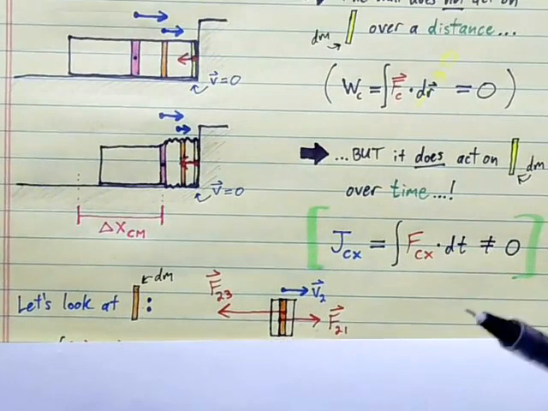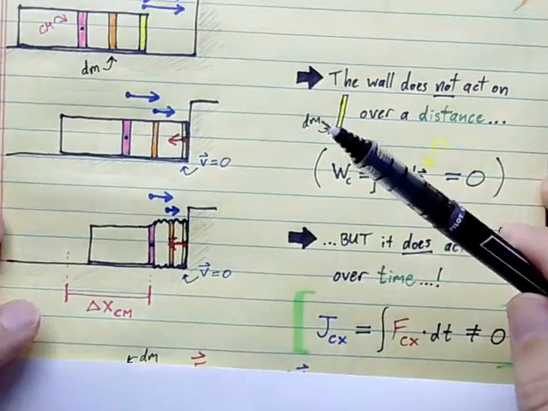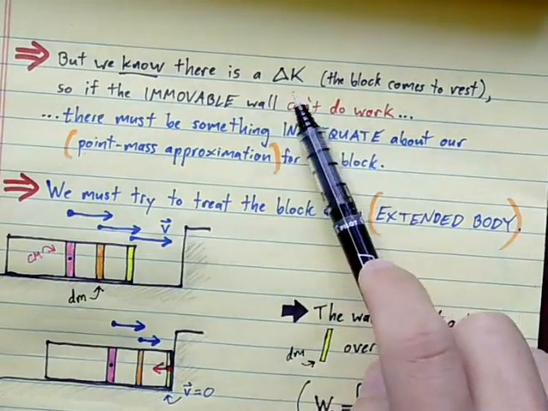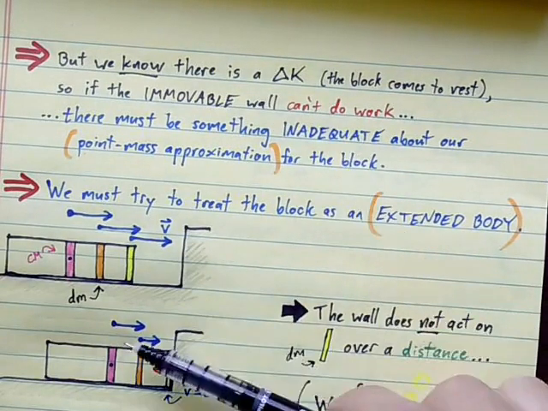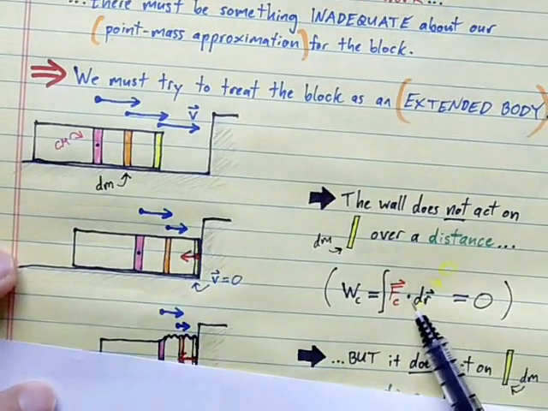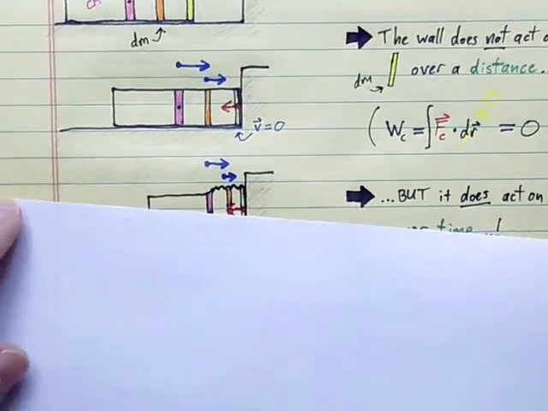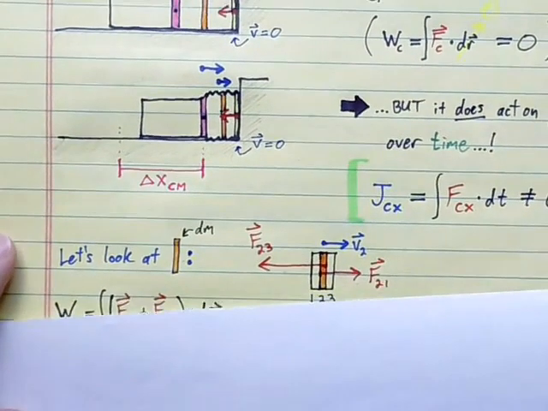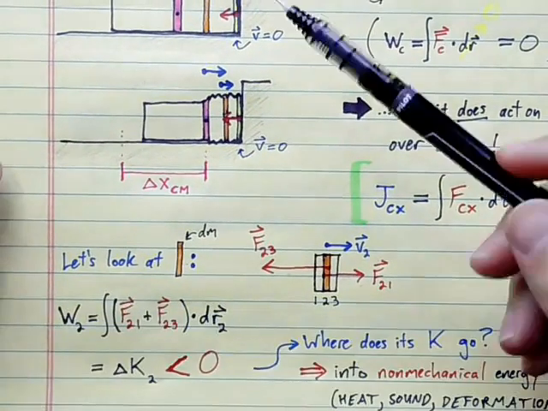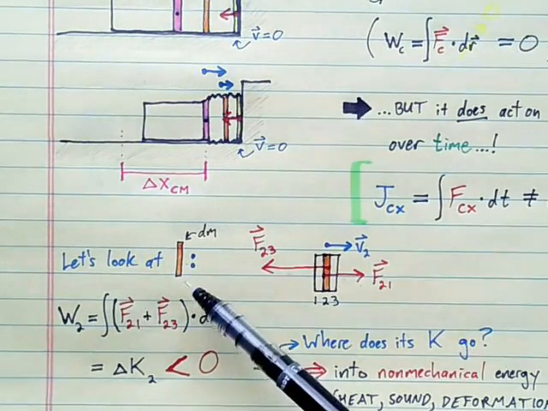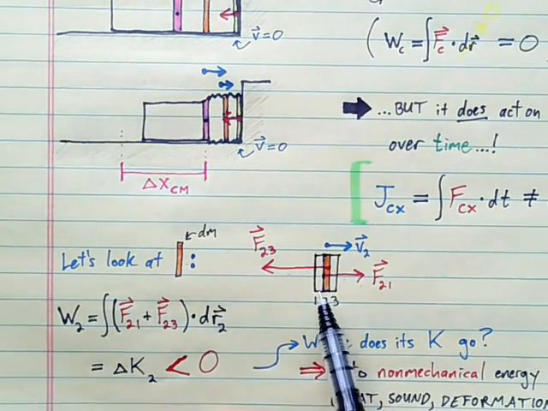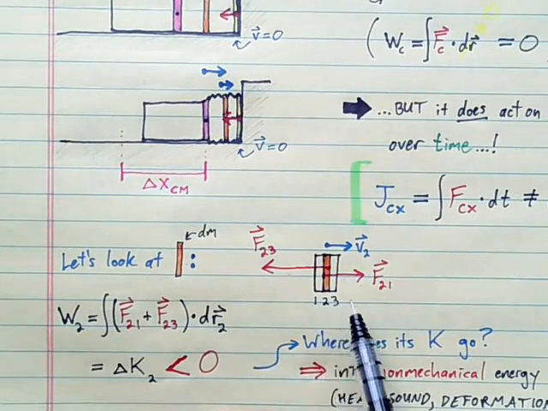Okay, so remember what we're trying to do here is figure out where the change in kinetic energy is occurring. Where is the work being done on the block if the wall is not doing work on the block? That's what we're trying to figure out. So let's look at one of those little bits of mass, the orange little bit dm right there. Let's look at this dm. And imagine the two little slices of mass on either side of that orange slice. Let's call them 1, 2, and 3.